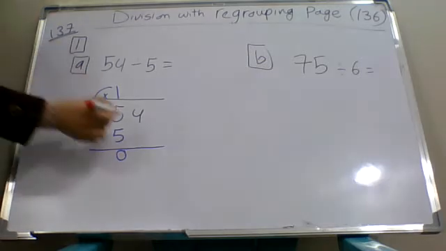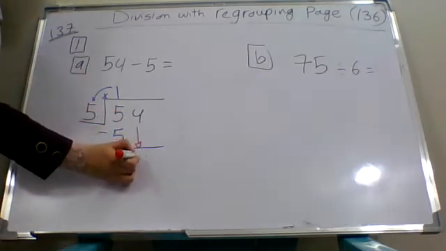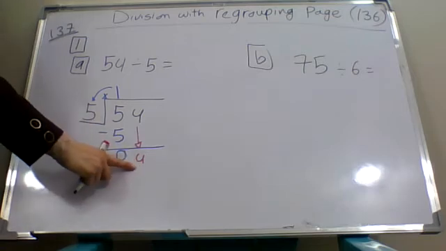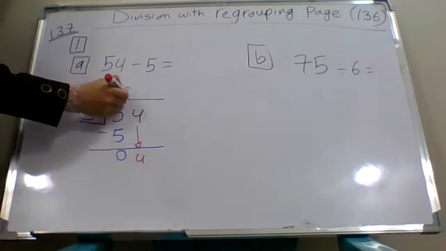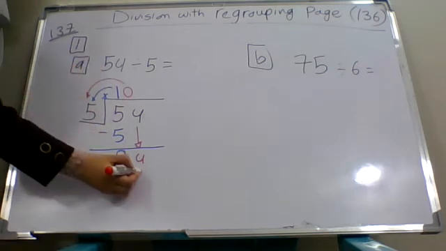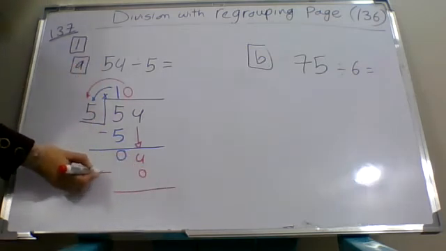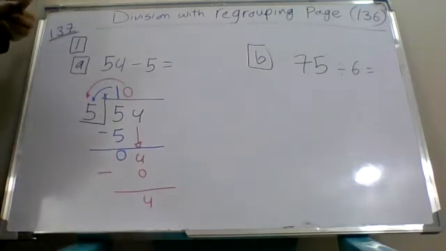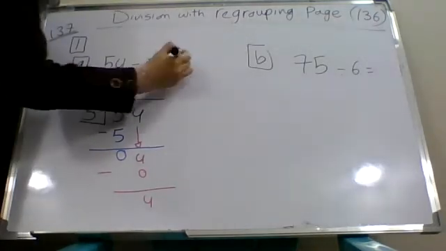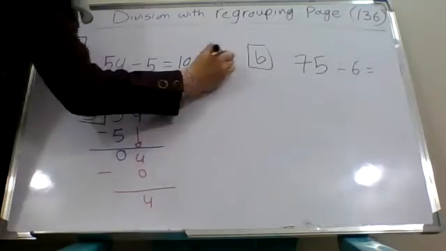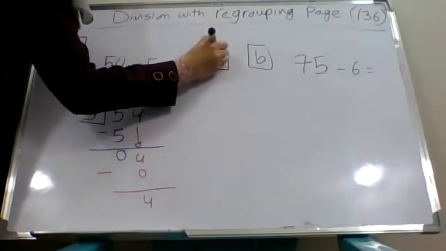Okay, go down 4. Go down 4. I have 4 over here. I need to check how many 5 inside this 4. Oops, I have 0 5s, right? So write 0. 0 times 5 equals 0. Subtract, put it down. Excellent. So what is the remainder? It's 4. So the answer is 10, and the remainder is 4.